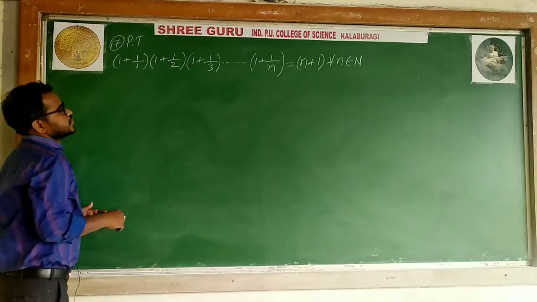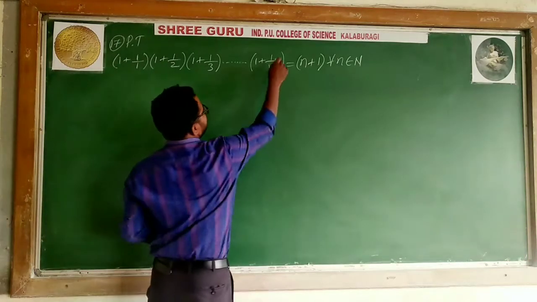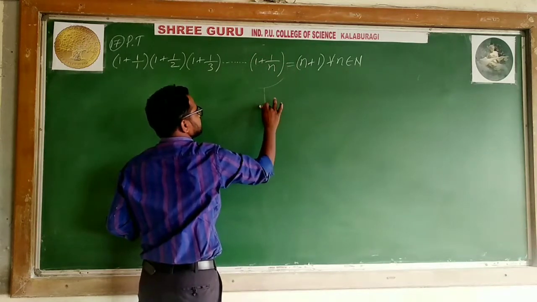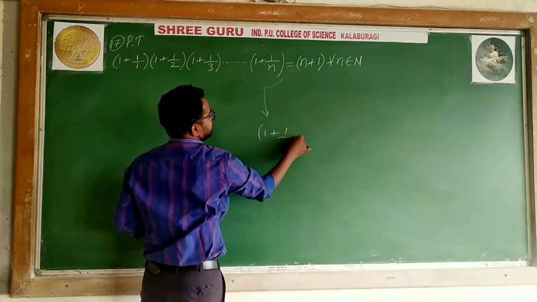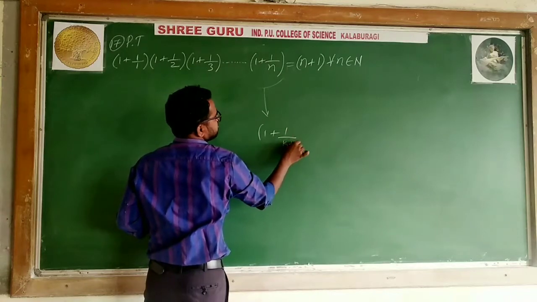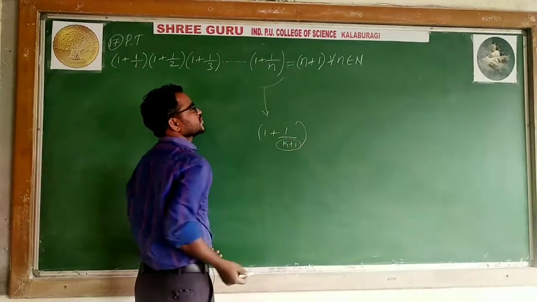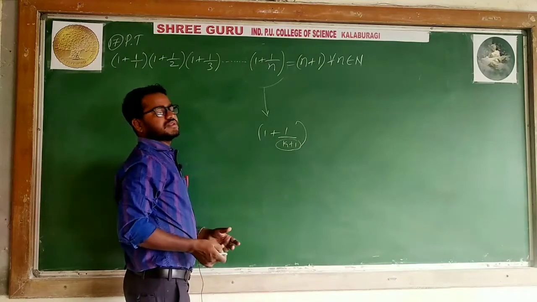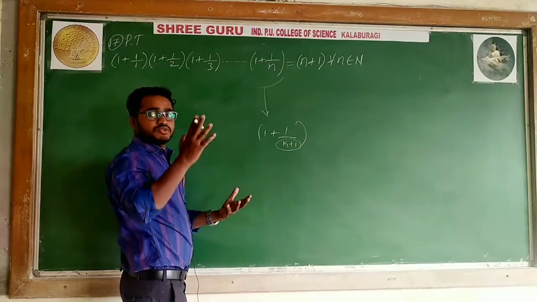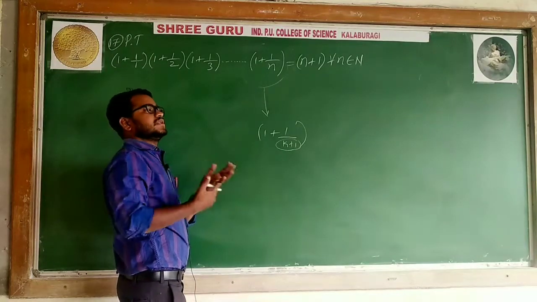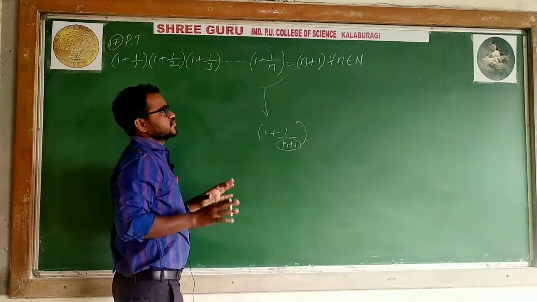What is the multiplication term here? The multiplication term depends on this: 1 plus 1 divided by n, where in place of n we substitute k plus 1. It's very simple. In the previous problem, after substituting k plus 1 in place of n and simplifying, you get one particular term that you have to multiply. It is very simple.